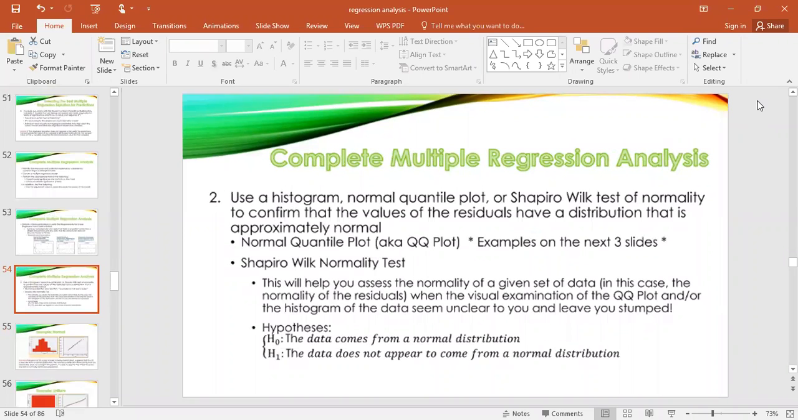Use a histogram, normal quantile plot, or Shapiro-Wilk test of normality to confirm that the values of the residuals have a distribution that is approximately normal. Normal quantile plot examples are in the next few slides. The Shapiro-Wilk normality test will help you assess the normality of a given set of data, in this case the normality of the residuals, when the visual examination of the QQ plot or the histogram seems unclear to you. Hypotheses: the null hypothesis is the data comes from a normal distribution. The alternate hypothesis is the data does not appear to come from a normal distribution.